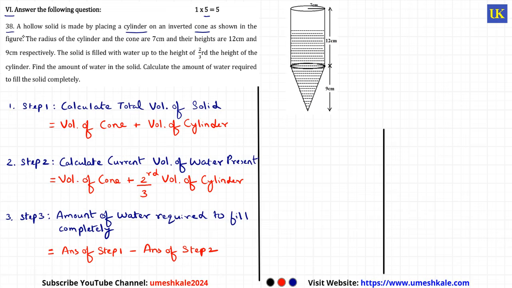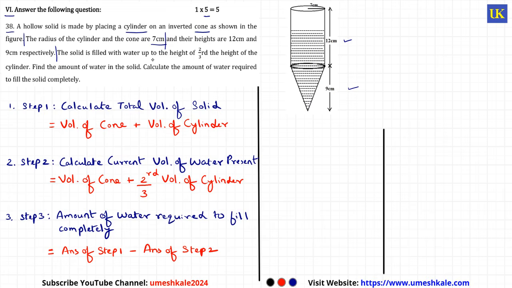As shown in the diagram, the radius of the cylinder and the cone are 7 centimeter. So the radius of the cone and the cylinder is same, 7 centimeter, and their heights are 12 centimeter and 9 centimeter respectively. They have said cylinder first, so the first height, 12 centimeter, is for cylinder and 9 centimeter is for cone.